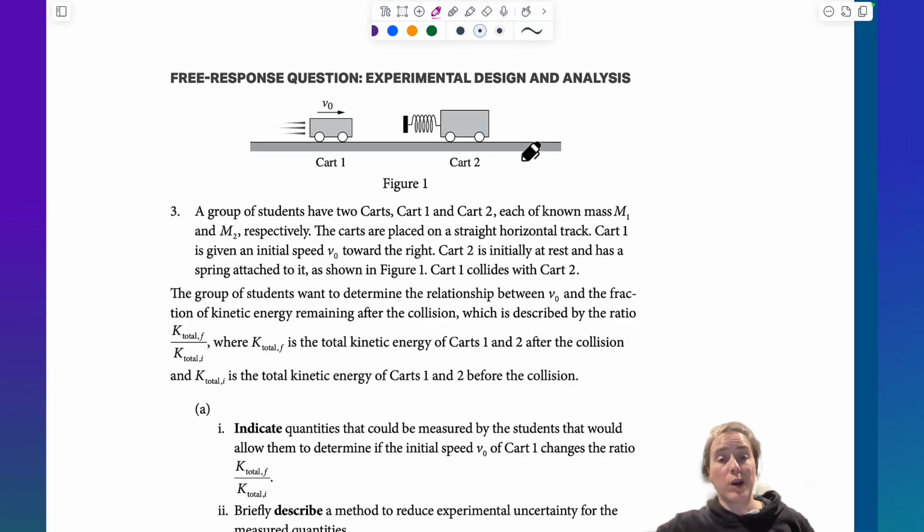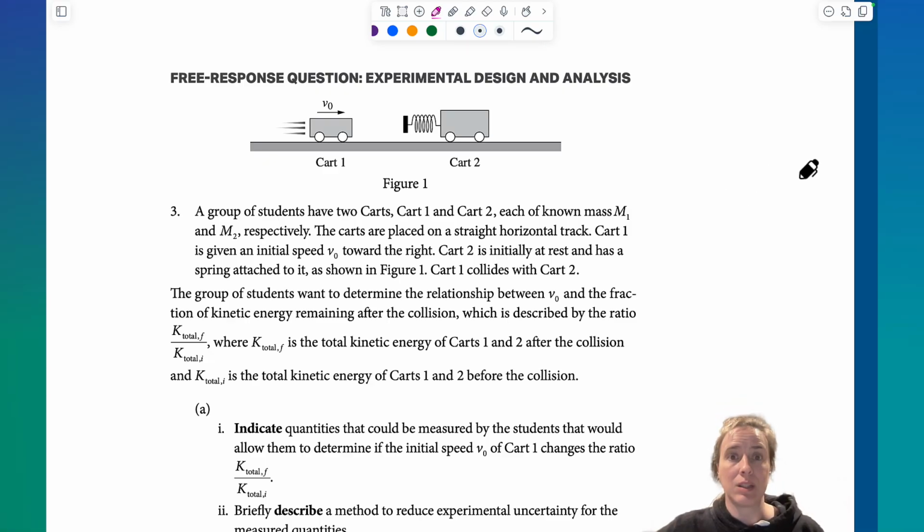Alrighty, welcome to how to scrape up as many points as you possibly can on your lab FRQ, even if you are completely clueless about the physics. Let's jump in. So, reading comprehension skills are going to be our best friends for these, right?